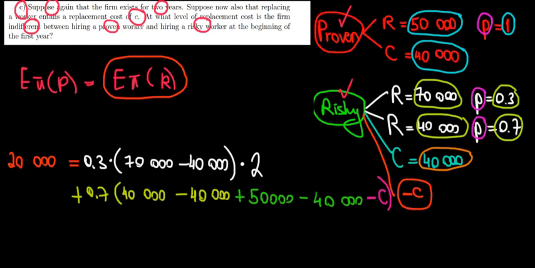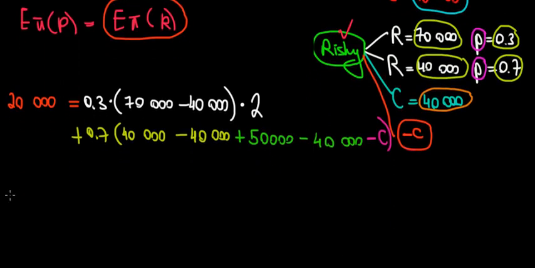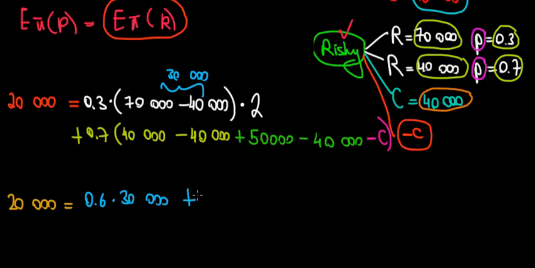Okay, now it's a matter of solving the math. So let's do that over here below. 20,000 equals, from here, what do we have? 0.3 times 70,000 minus 40,000. That's 30,000 euros. 0.3 times 2 is 0.6. So we would have 0.6 times 30,000 euros plus, what do we have on the other side? We would have 0.7 multiplied with, what's 40k minus 40k? Well, that's just 0. 50,000 minus 40,000 is 10,000, so 10,000 minus the cost of replacement, so minus C.